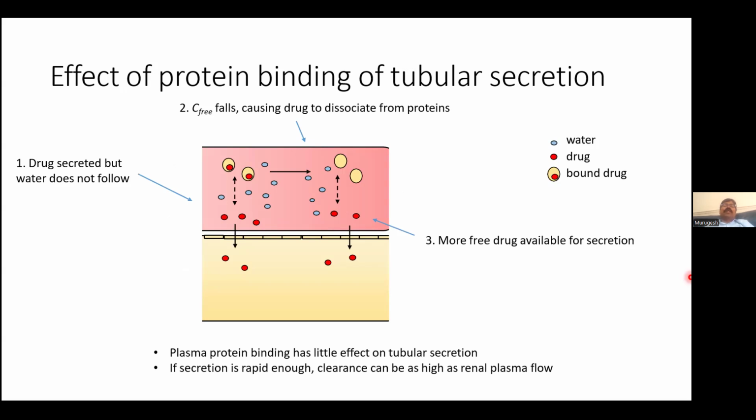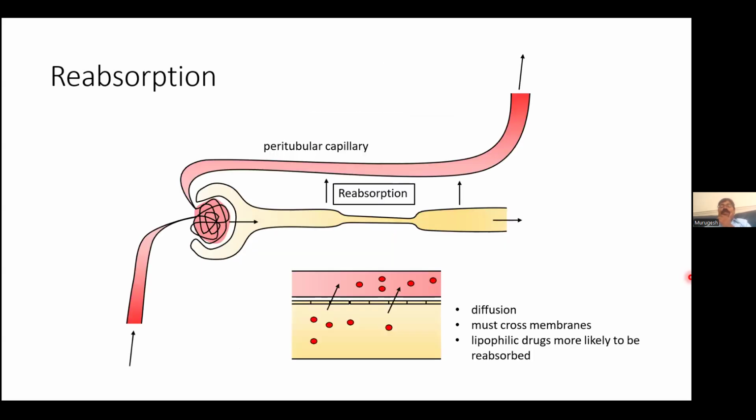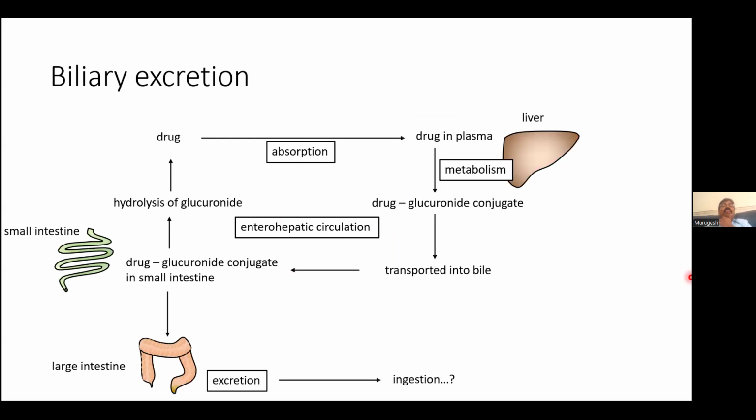When there is good protein binding, tubular secretion is not altered, but the antibiotics do go across the barrier. Because of that, initially protein-bound antibiotics are released when the antibiotic moves into tubular secretion, and then you do have further antibiotics available for tubular secretion. You do have reabsorption as well, which is predominantly by diffusion, and usually lipophilic drugs go through this pathway. So this is renal excretion.